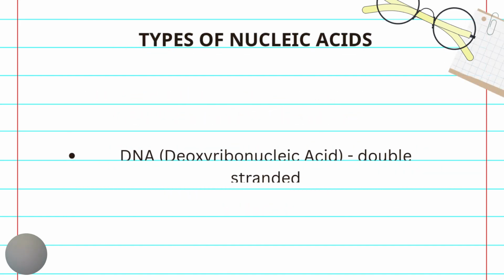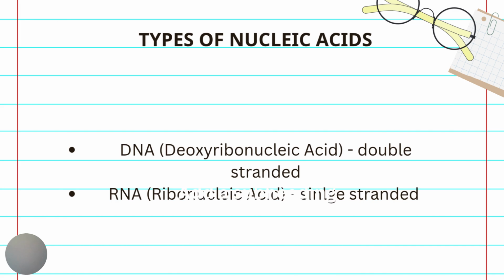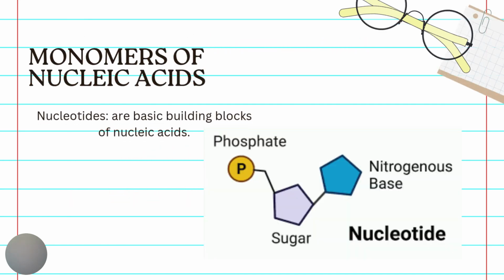So there are two types of nucleic acids. We have DNA, which is deoxyribonucleic acid, which is double stranded. And we also have RNA, which is ribonucleic acid, which is single stranded. Those are the two nucleic acids we're going to be looking at today.